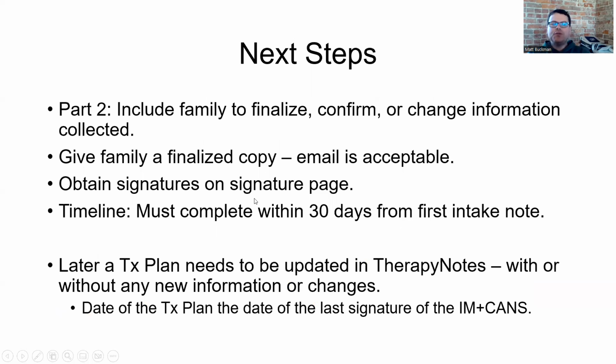So, next steps. Once you've done that, I might have maybe two-thirds of it done. And if I've already had an initial IM+CANS and now I'm doing an update IM+CANS, I might have all of it done in draft form. Then part two is, let's include the family. Let's let them look at it. Let's finalize some of the scores, some of the information. Let's confirm some of the facts or let them add more or change whatever information was collected. Then we want to give them a finalized copy of this, and then we want to update our signatures, right?